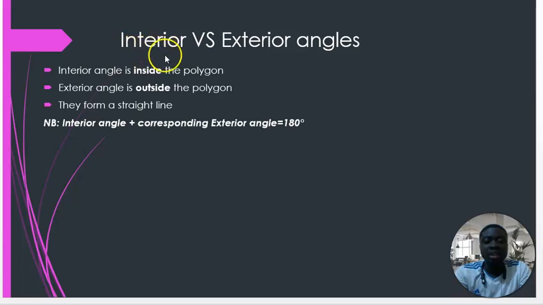We can talk about some differences and some similarities between interior angles and exterior angles. An interior angle is inside the polygon, like we have talked about, and an exterior angle is outside the polygon. Now, there is a relationship between the interior angle and the exterior angle. The relationship is that when you sum up the interior angle and its corresponding exterior angle, it should be equal to 180 degrees. Now, what do we mean by that?